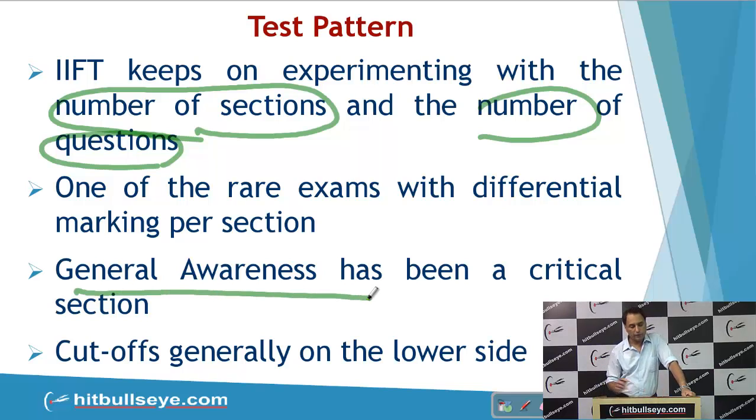General awareness has been a very critical section in the IFT examination. And we'll appreciate in subsequent slides how this section has stood out in the scheme of things and how this becomes critically important for the test takers. Cutoffs have been generally on the lower side. On a scale of 100, we have seen 45, 50 being a good performance in terms of marks to be shortlisted for the GD and PI rounds.